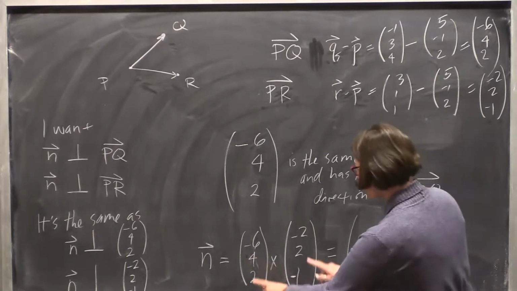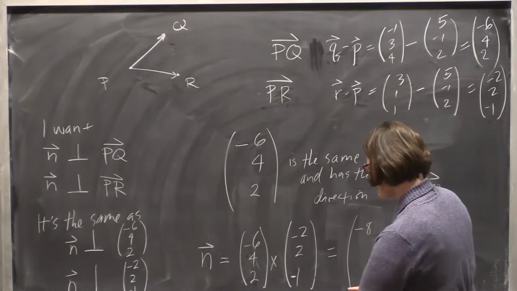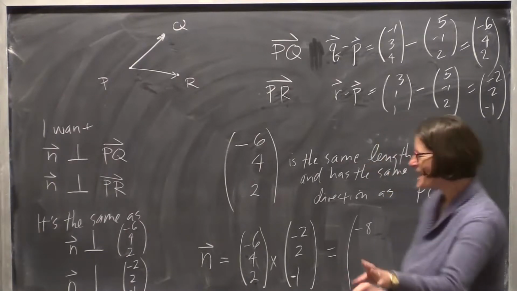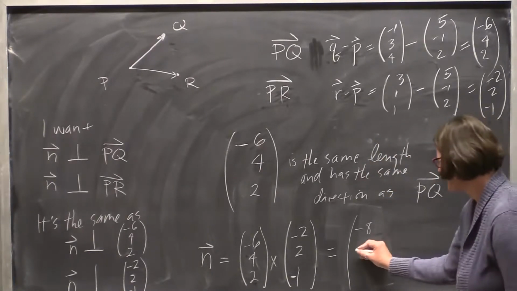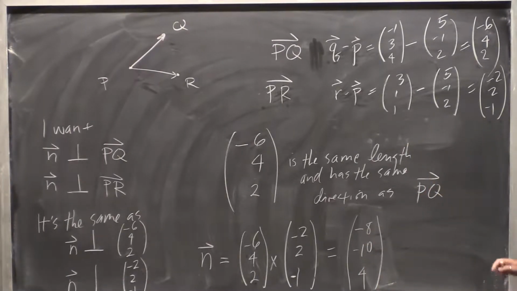All right, so -4 minus 4 is -8. OK, well, -8, let's just take it. -8, -10 and 4. Now let's check that this is correct.